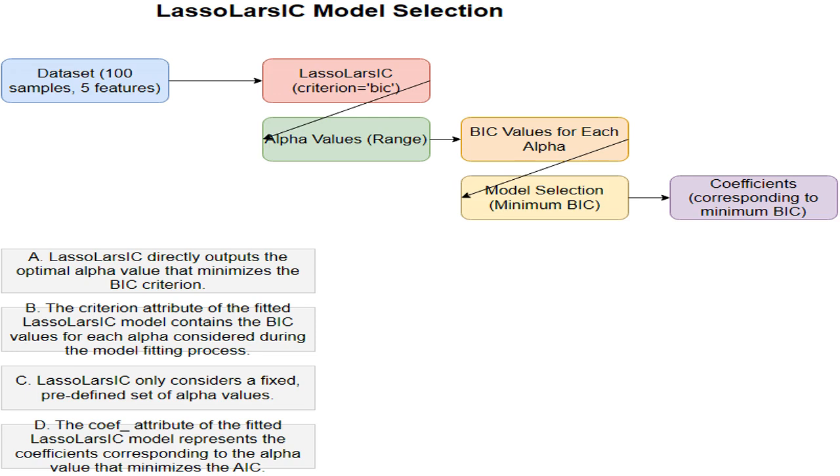But that's wrong. The coef_ attribute actually gives you the coefficients for the alpha value producing the lowest BIC, Bayesian information criterion. Because I used criterion equals BIC when I trained the model. Remember, we set the criterion to BIC, so the model will use BIC for selection.